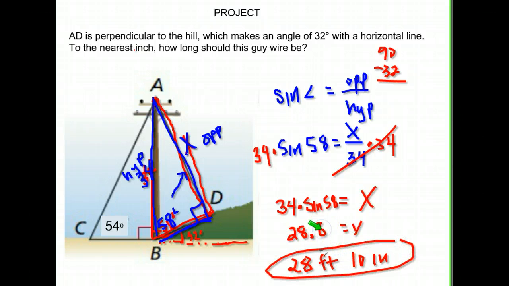Okay, so notice it's not 28 feet 8 inches. The 0.8 doesn't mean 8 inches, it means 8/10 of a foot, and there's 12 inches in a foot. So we take that 0.8 times 12 inches to find out how many inches we're working with.